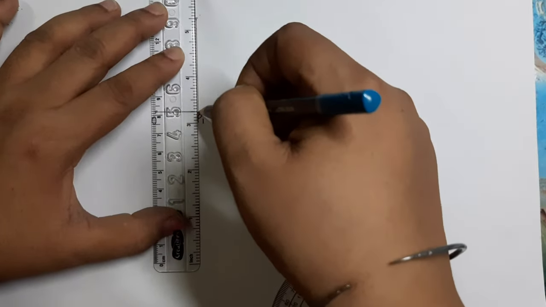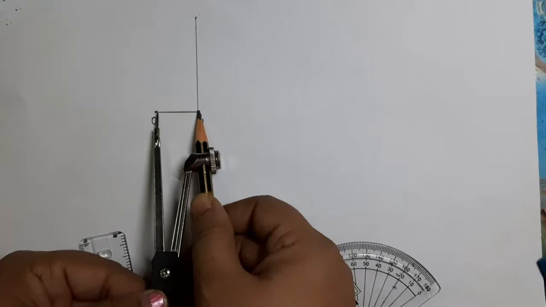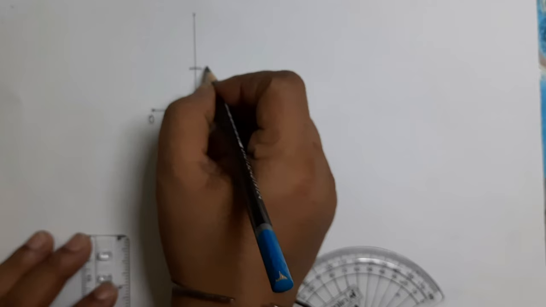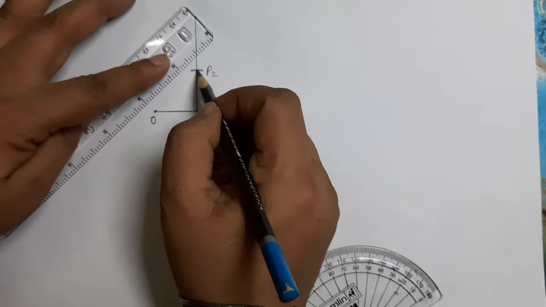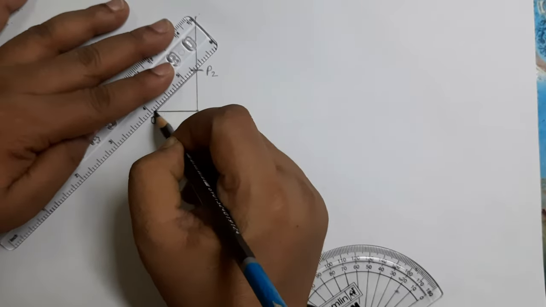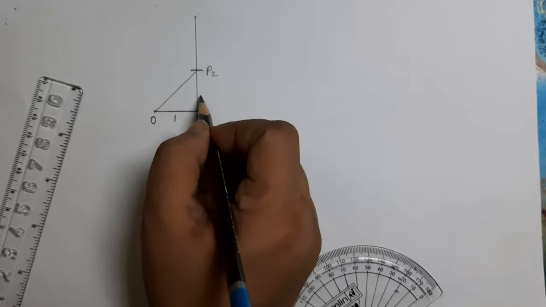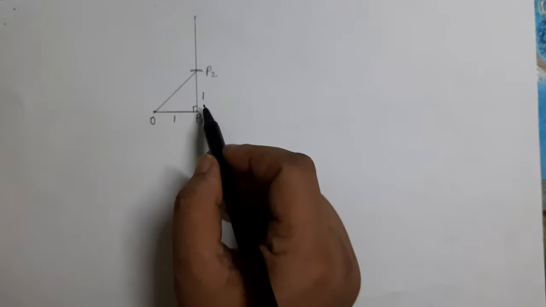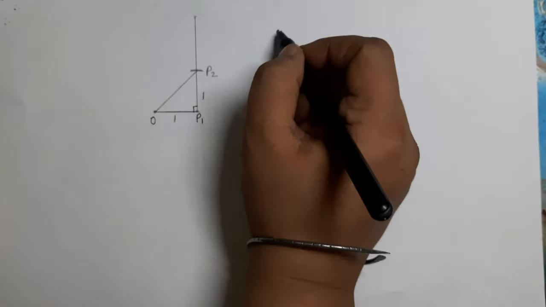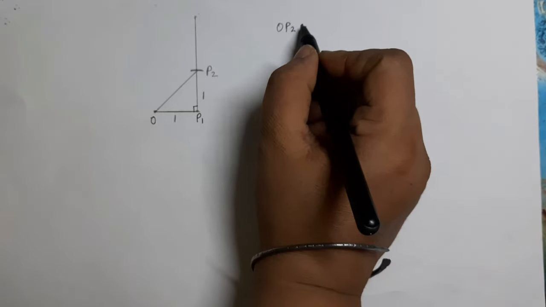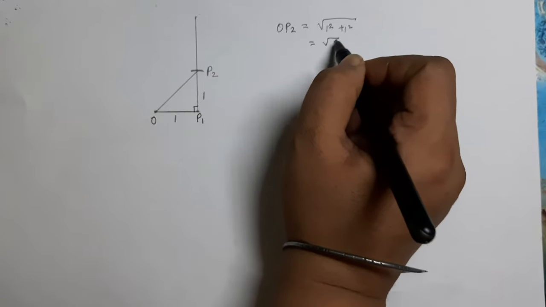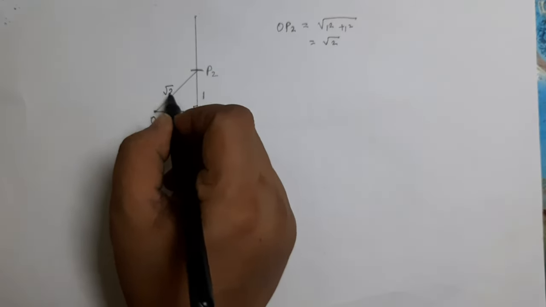Join these 2 points. Now take this length, which is 1 unit, and keep the middle point here and draw an arc. This is P2. Join P2 and O. So this is 1 unit and this is also 1 unit. This is 90 degrees. So using Pythagoras theorem, OP2, this length is equal to square root of 1 squared plus 1 squared, which is square root of 2. So this is square root of 2.